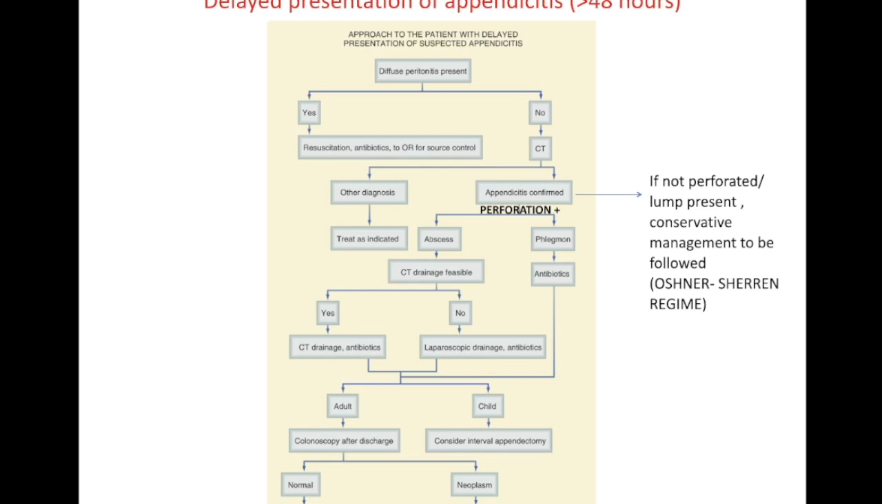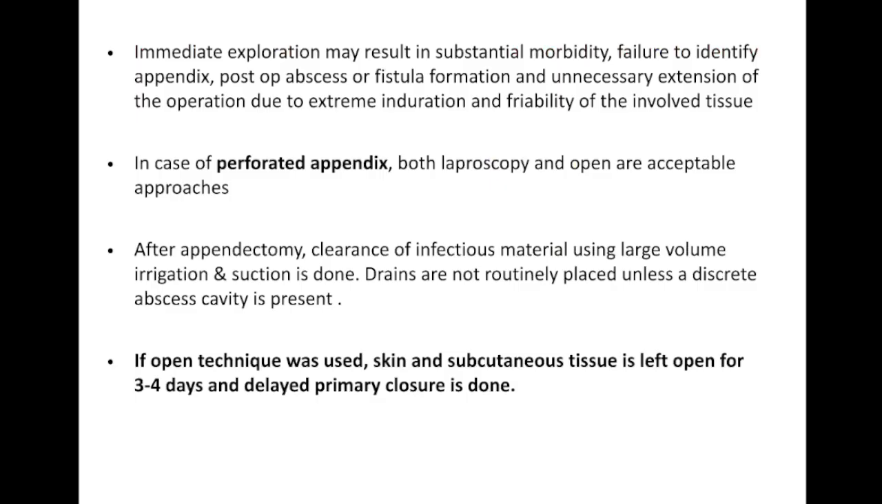If there is no perforation and a lump is present, conservative management should be followed. If there is perforation and an abscess has formed, a CT guided or an image guided drainage should be done. If it's not feasible, a laparoscopic drainage and antibiotics should be started. If the patient is an adult more than 40 years of age, the patient should undergo colonoscopy after their discharge. If it's normal, the patient should undergo interval appendectomy.